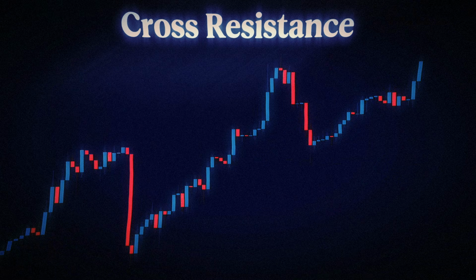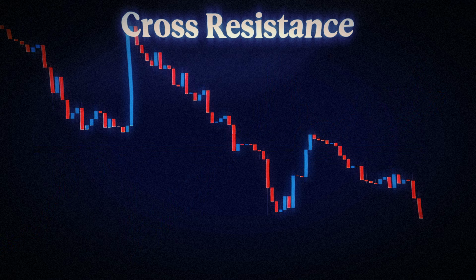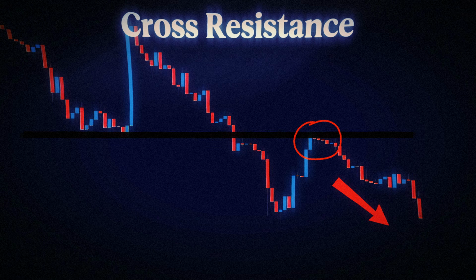Cross resistance occurs when a previous resistance level becomes support, or vice versa, after a breakout or breakdown. This flip can be used to confirm the strength of a breakout. For a bullish setup, traders wait for price to retest the old resistance as support and bounce off it. In bearish cases, they look for rejection at the former support turned resistance. Entries follow confirmation of the new role.